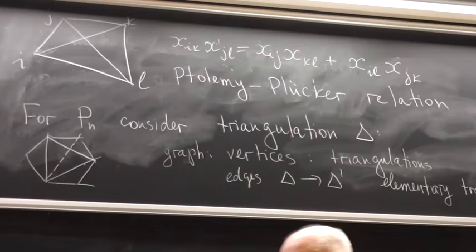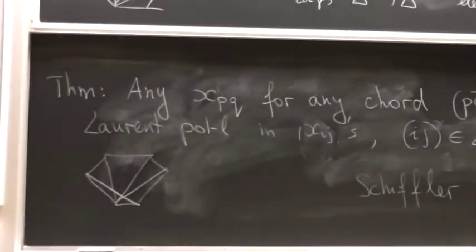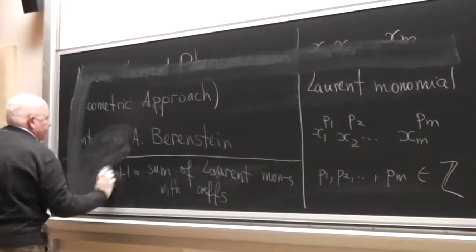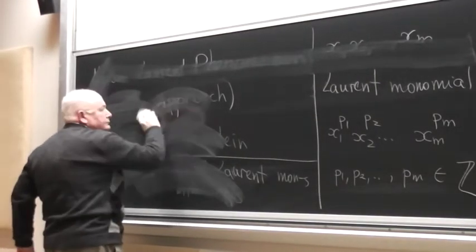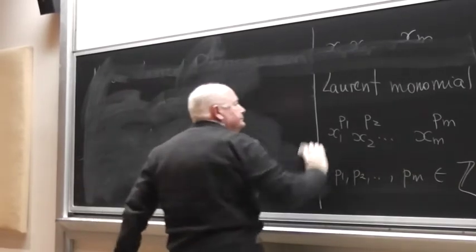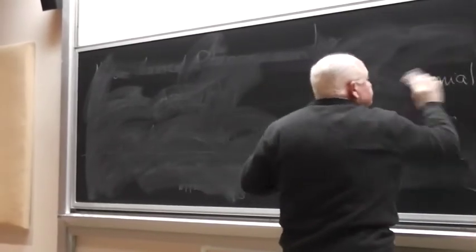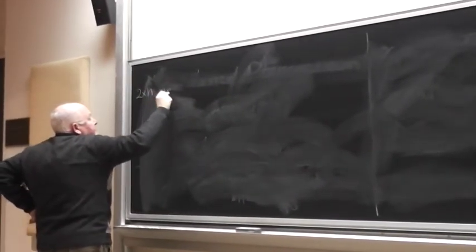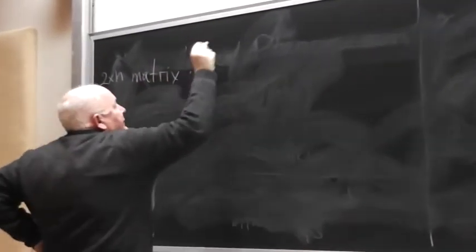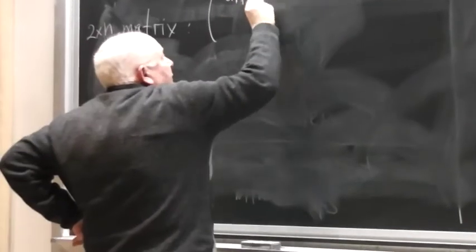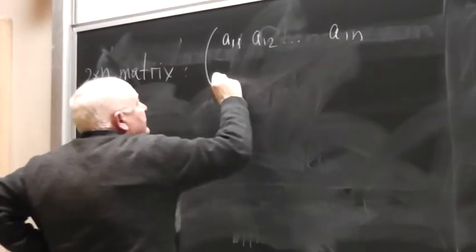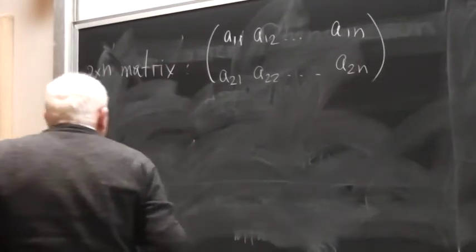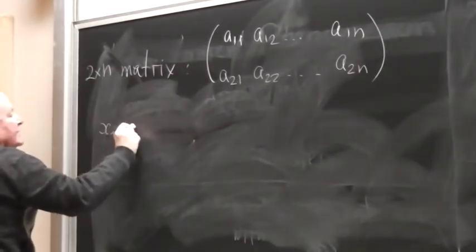Now, why is it Plücker? It is because if you have, for example, this 2 by n matrix with columns 1, 2, up to n, and you put x_ij to be the determinant.